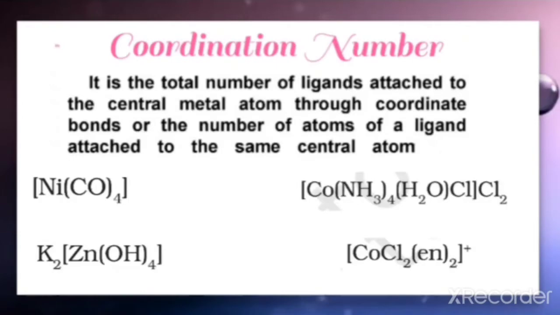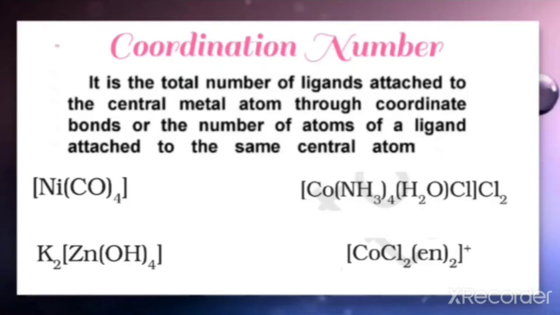Let us take some examples here. According to the definition, it is the total number of ligands attached to the central metal atom through a coordinate bond. So, in the first case, nickel is the central metal atom. 4CO, where CO is the ligand, is attached to nickel through a coordinate covalent bond. So we can say that the coordination number here is 4.